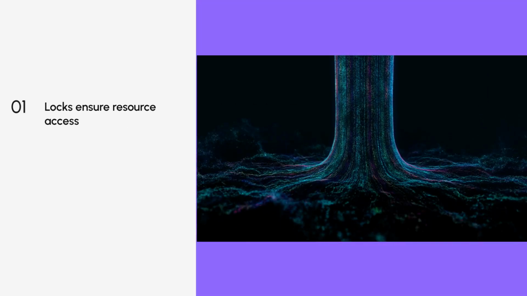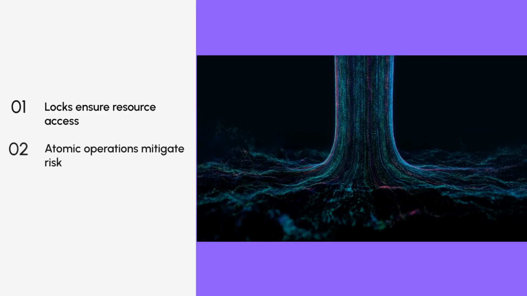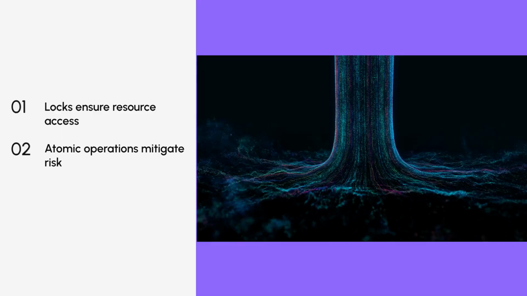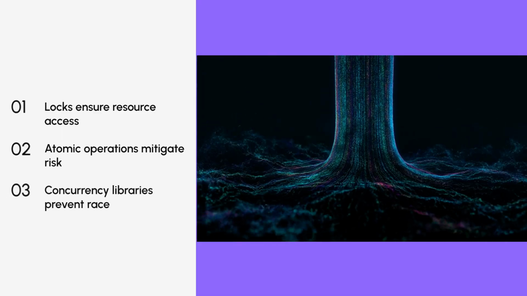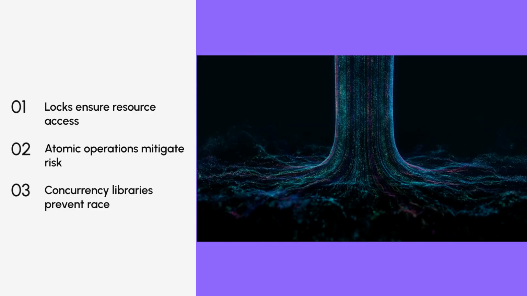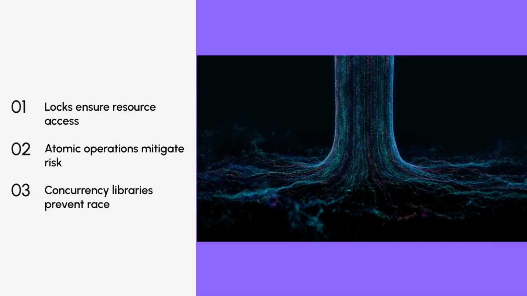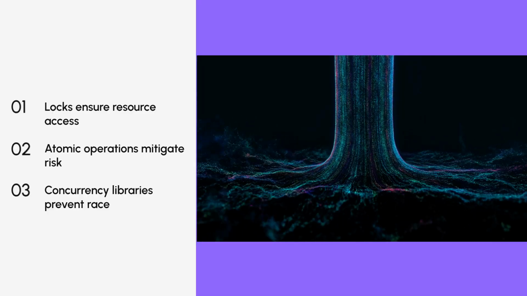Race conditions arise when the outcome depends on execution order. Multiple threads accessing shared data can lead to data corruption. Locks and mutexes enforce exclusive access to resources. Atomic operations and thread synchronization constructs help mitigate risks. Concurrency libraries provide built-in mechanisms to prevent race conditions.